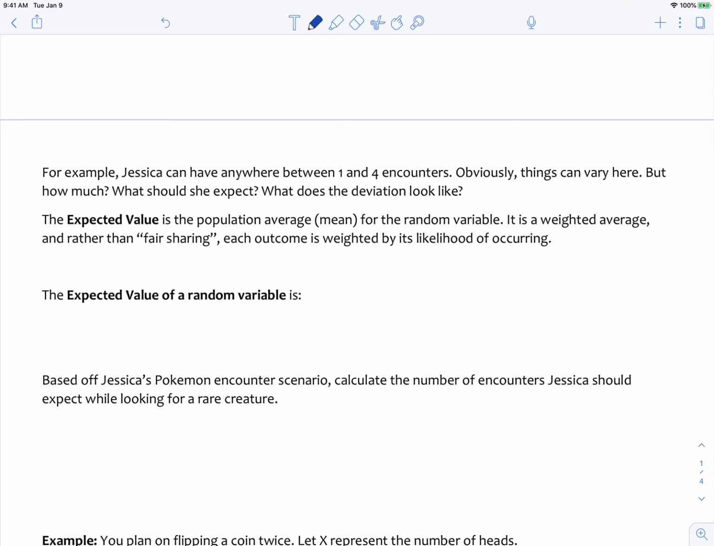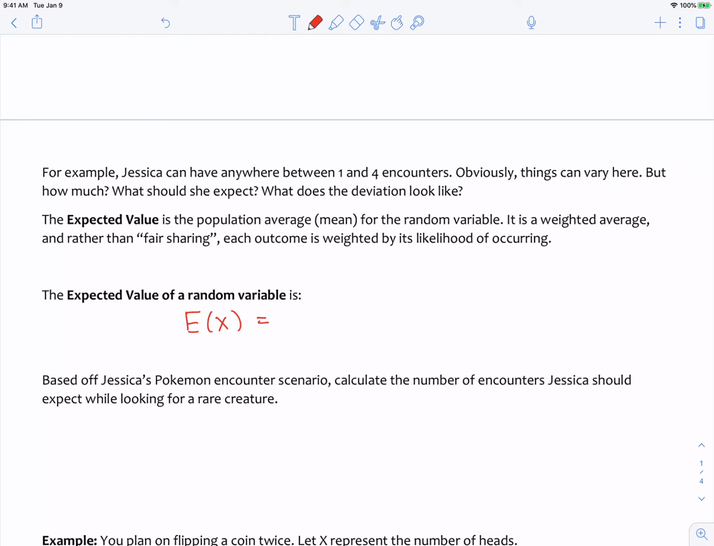And the way this works is it's going to have to be a weighted average rather than fair sharing. Because remember, with just a data set, we would add all the numbers together and divide by how many numbers there were. So giving equal weight to each of those values in our data set. Here, we're going to have the weights distributed based on their probability or likelihood of coming up. And so that's where we're going to do a little bit different calculation to find that expected value or mean for the random variable. So the expected value of a random variable is given by, first of all, we want to use the symbols correctly. So that's E of X is what we use for that symbol.